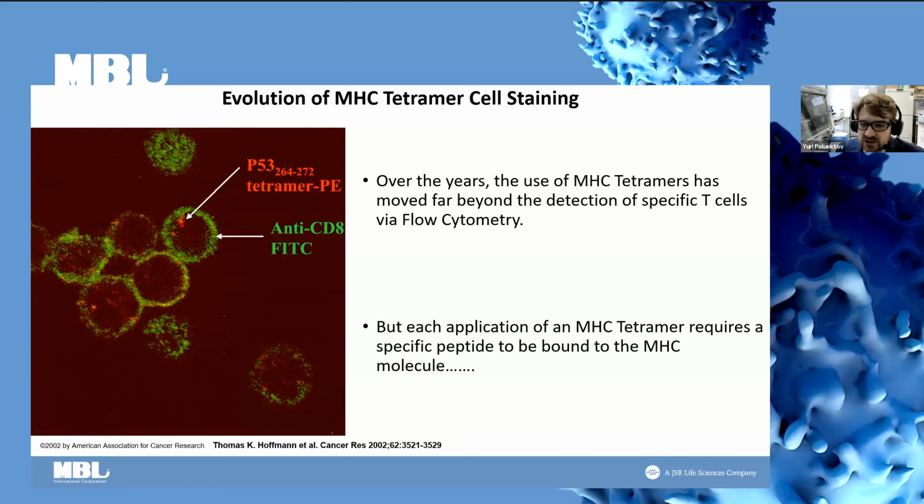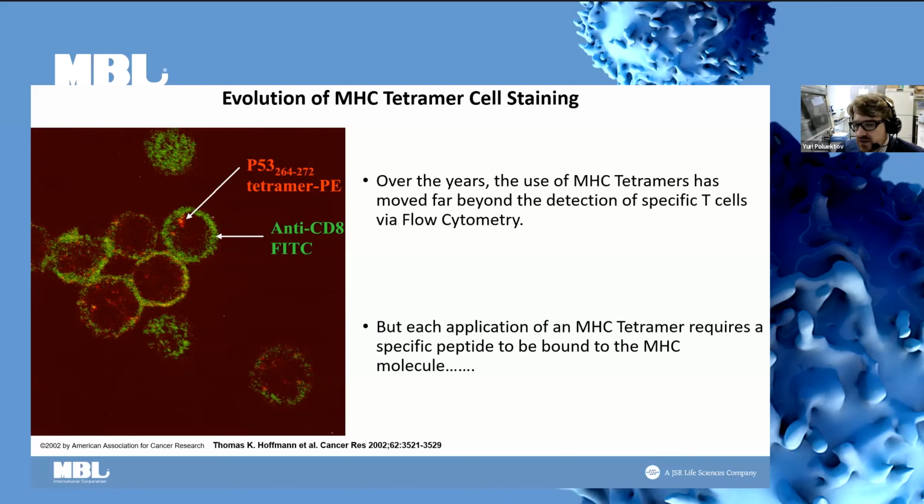Using more complicated microscopy techniques, it's actually even possible to track cells in real time as they move around the body. And in some cases, MHC tetramers bound to beads or other scaffolds can be used to stimulate the right population of T cells. But for all those techniques to be effective, the effectiveness of each tetramer used is limited by the nature of the peptide that's loaded into the MHC molecules.